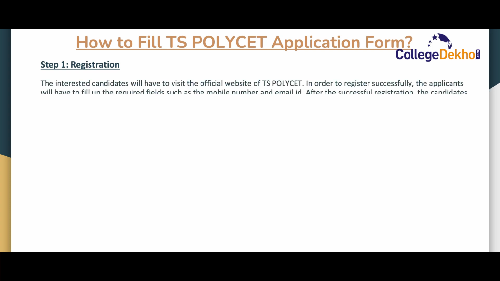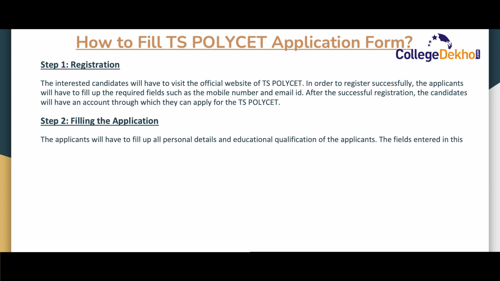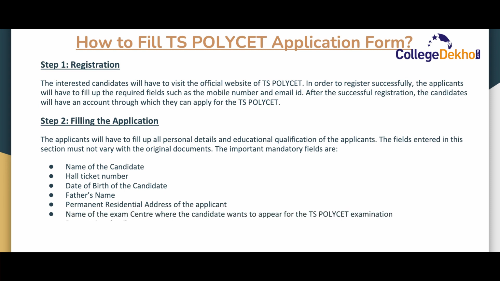The very first step is registration. The interested candidates will have to visit the official website of TS Polyset. In order to register successfully, the applicants will have to fill up the required fields such as the mobile number and email ID. After the successful registration, the candidates will have an account, that is email ID and password, through which they can apply for the TS Polyset exam.